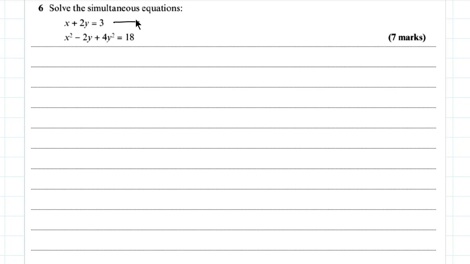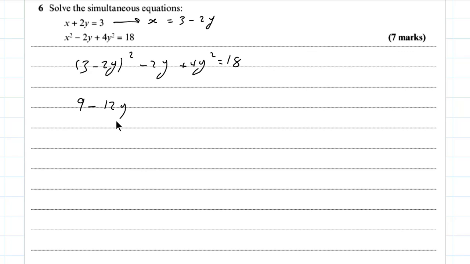Okay, from here we can write x equals 3 minus 2y, and here we can replace x with (3 minus 2y) all squared minus 2y plus 4y squared equals 18. Expanding this perfect square to be 9 minus 2 times 2 times 3, which is 12y, plus 4y squared minus 2y plus 4y squared equals 18.